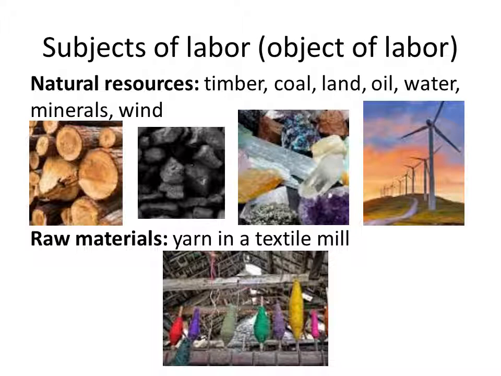Now we have subjects or objects of labor, and this is a little bit different. So it may be that I also own the natural resources. So I may own the timber, I may own the coal mine, I may own the land, I may have the land that has the oil, I may have the land that has the water. What about the minerals? I may have the minerals. So if I'm mining gems, I may have the natural resources.